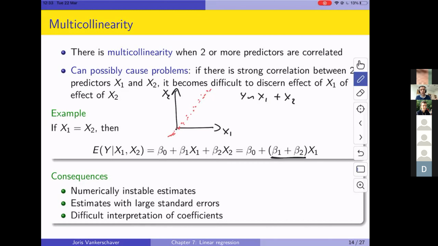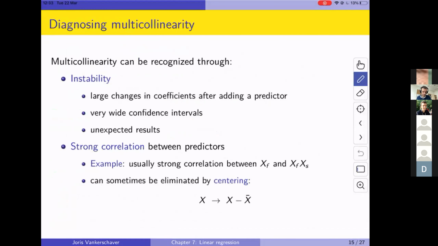It'll be hard to interpret the coefficients, because the coefficients can change from one model fit to the next, or small changes in the data can generate very large changes in the coefficients, and it'll also inflate your errors. So in general, having predictors that are correlated with one another is something to look out for.